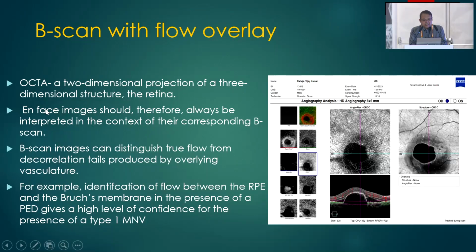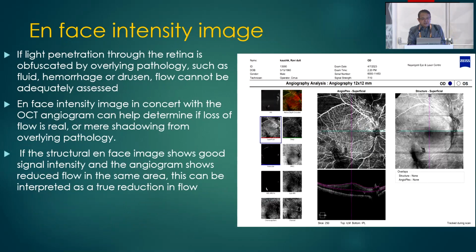B-scan overlay: an en face image is a two-dimensional projection of the three-dimensional structure of the retina. An en face image should therefore always be interpreted in context of the corresponding B-scan. Like this, you have a membrane here, so to see the flow here, you have to see these green dots here, which are the choroidal vasculature. So you know what you are seeing corresponds to the blood flow. So you can correlate, yes, you are looking at the right structural deformity.